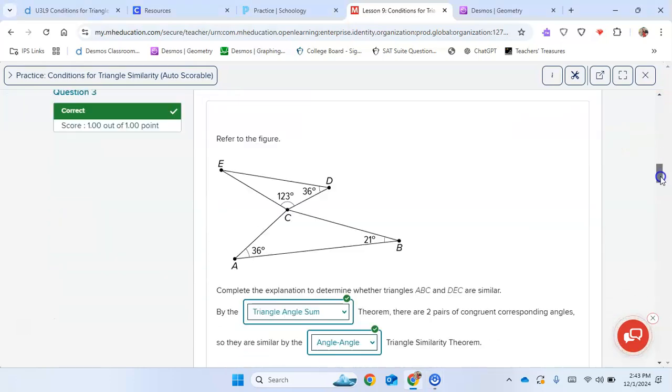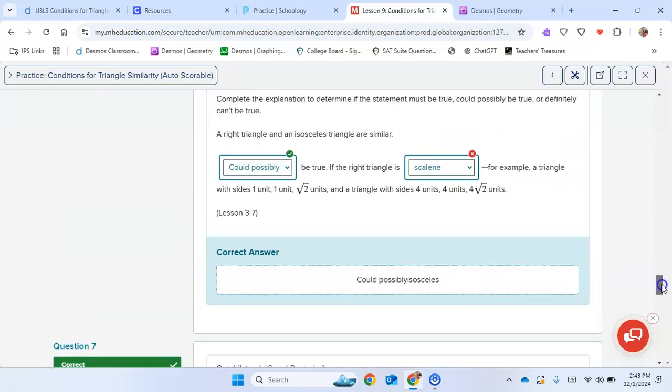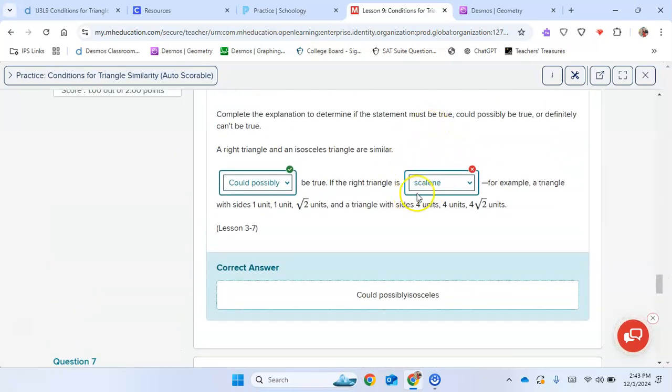Alright, I marked one of them wrong. It says scalene, but I said isosceles. I must have accidentally chosen scalene.